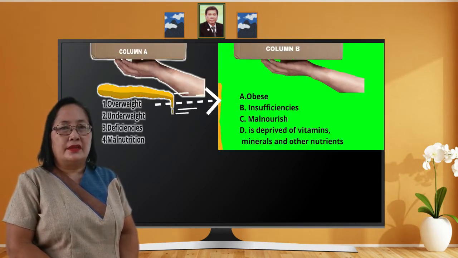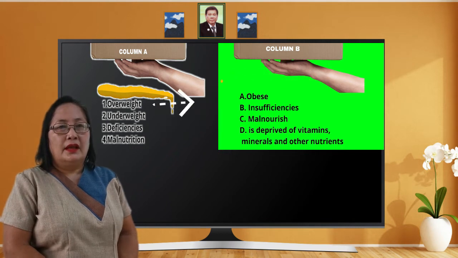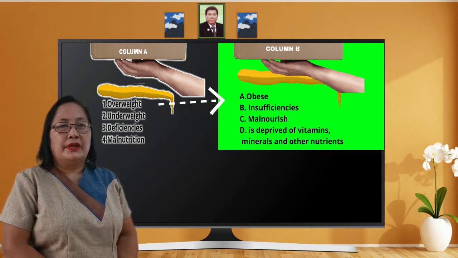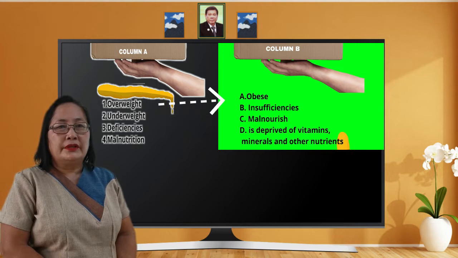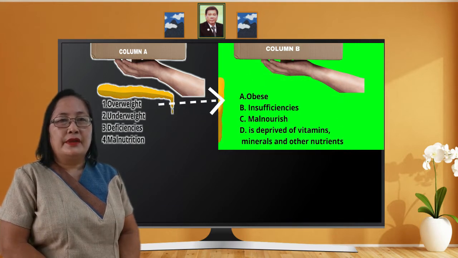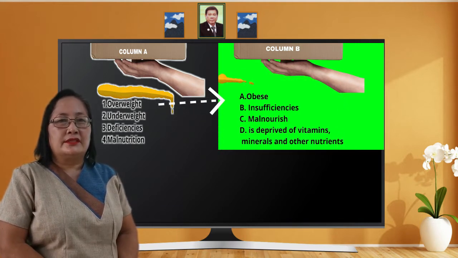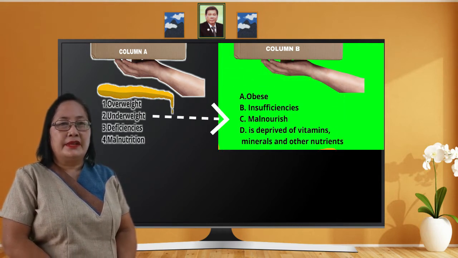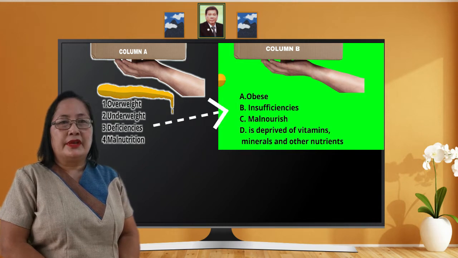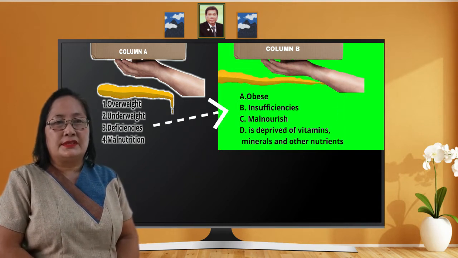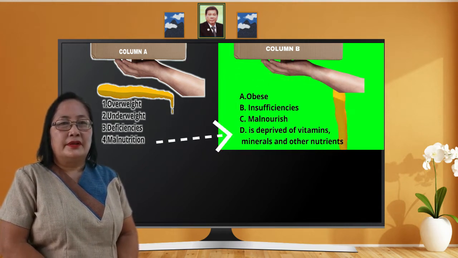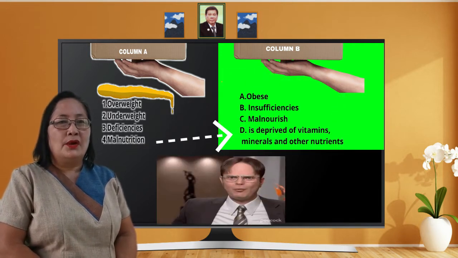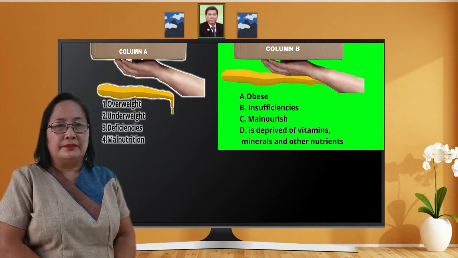Let's see. Number 1, the answer is A. You got it right. How about number 2? Underweight. What letter, anybody? Don't be afraid to guess. Yes, letter C. Next, number 3. Your idea is right. Letter B, insufficiencies. Last number, malnutrition, is letter D. Wow, our students are active.